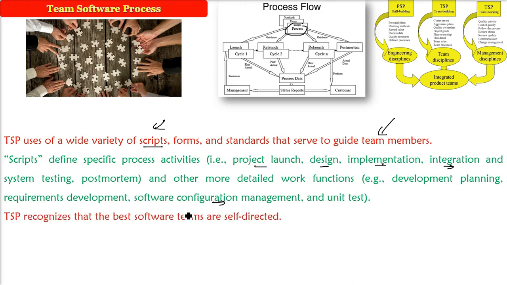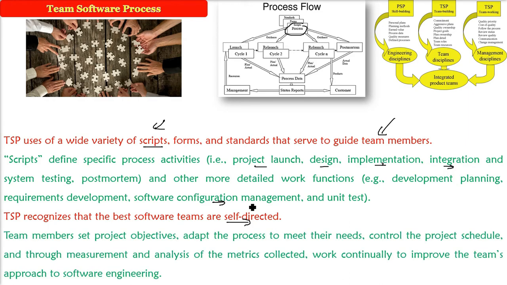So TSP is all about how the team will be self-directed. Okay, the best team will be the team which is self-directed. The team members will set their own objectives. They will try to adapt the process to meet their need, control the project schedule. And this is done through measurement and analysis of the metrics which are being collected. That is why we have to talk about PSP also here. And then we will want to improve the team approach, because this is all about putting software engineering in place to get a good product.